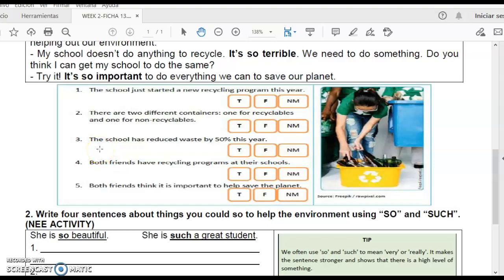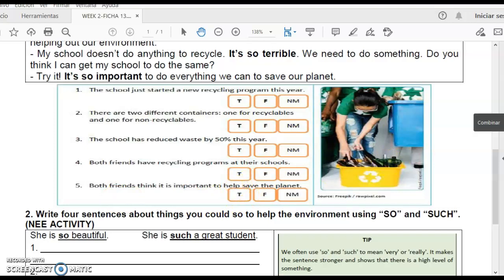Number 3, the school has reduced waste by 50% this year. I don't think so. Maybe this information is not mentioned in the listening. So for me, it's not mentioned. Number 4, both friends have recycling programs at their schools. I think for the boy it's okay, but for the girl, no. So this is false. And number 5, both friends think it is important to help save the planet. Yes, definitely yes. So this is true.